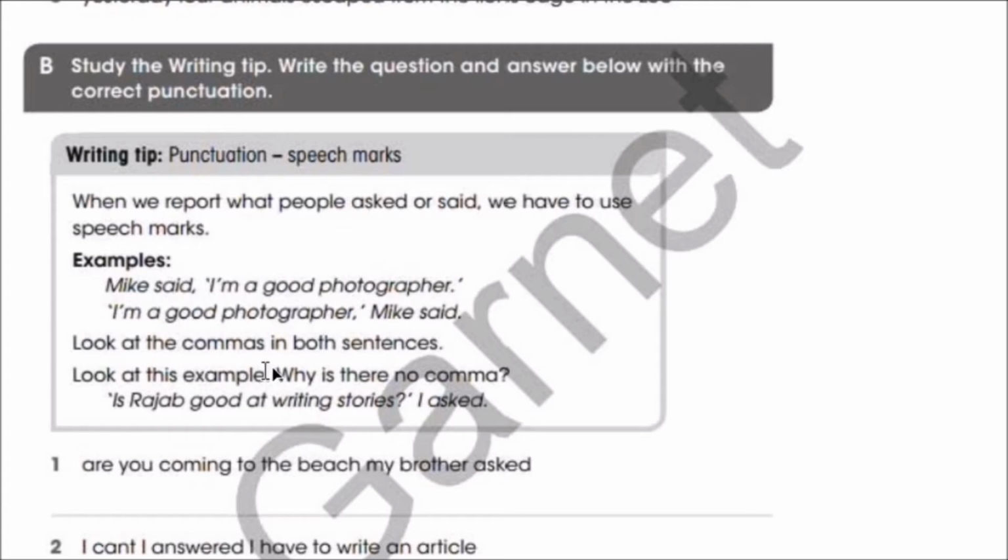Look at the commas in both sentences. Look at this example. Why is there no comma? "Is Rajab good at writing stories?" I asked. Now for the first two examples, look at the commas that we used. This is a comma. Very good. Here we used speech marks. Same thing here. And we used a full stop. But in this one we have a question, so we didn't use a comma.